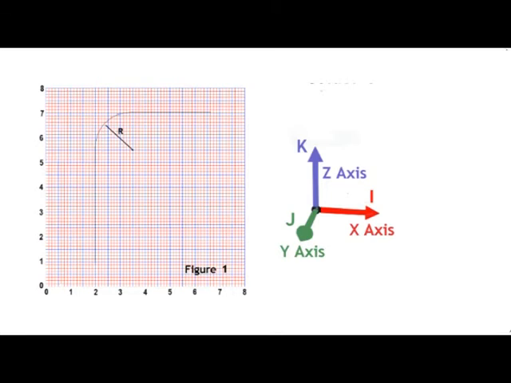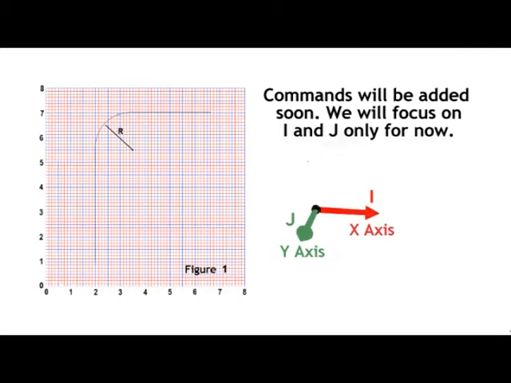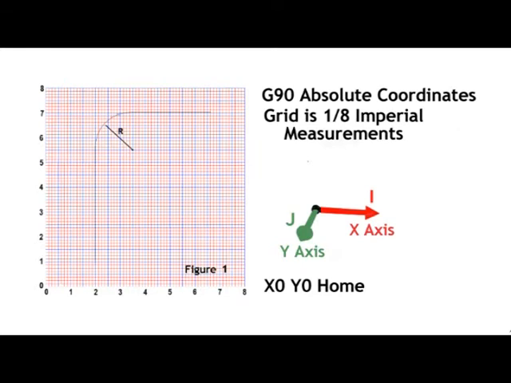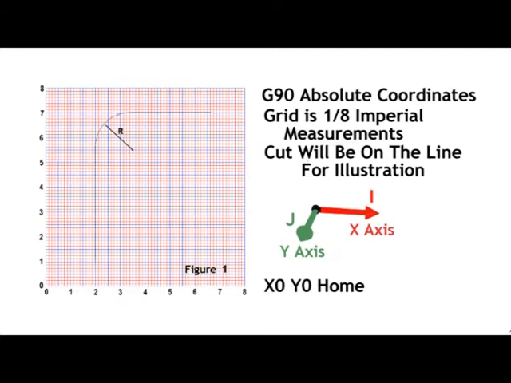First, let's look at the I and J coordinates in an absolute location. We will ignore most other commands for illustration purposes only. I will add some G codes also. In absolute location, G90. Example 1. 0 is located at the lower left corner. The grid lines are every 1/8 of an inch. For the cut, we will consider that we have a cutter that is only 0.001 inch width. So we will cut on the line to make it simpler to explain.